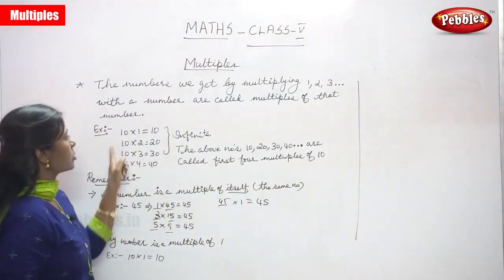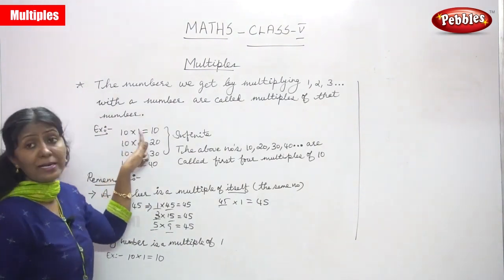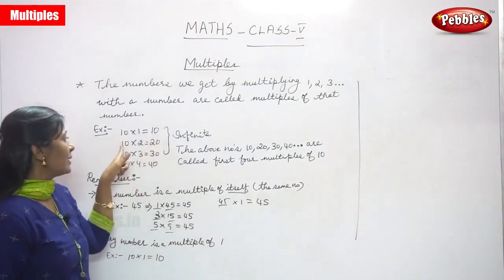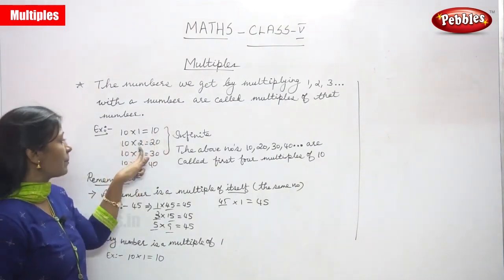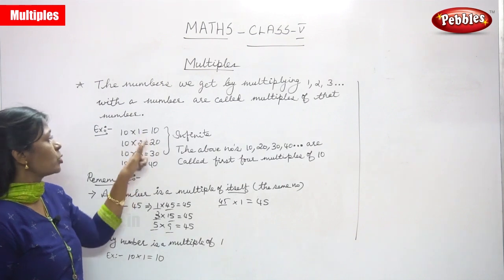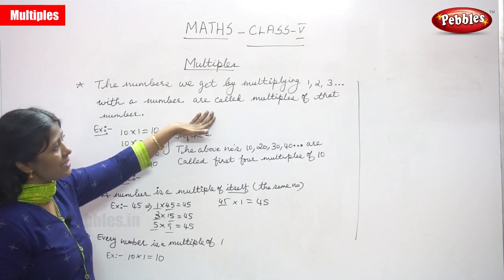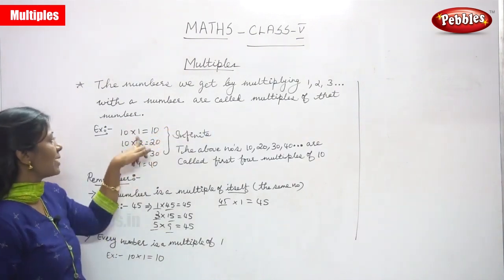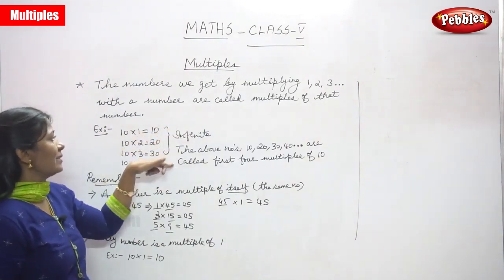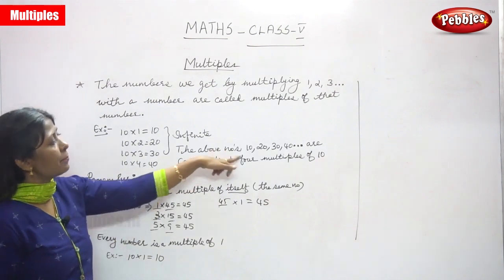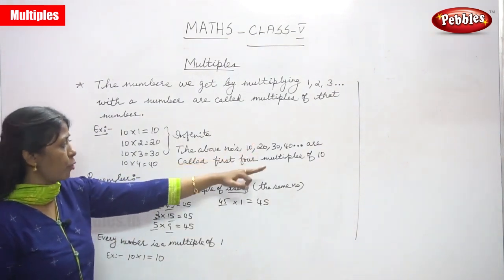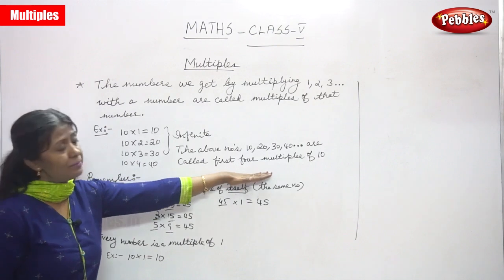This is an example. 10 is a number. When this number is multiplied by 1, you get 10. The same number multiplied by 2 gives you 20. So 10, 20, 30, 40 are the multiples of 10. That is what the statement says. If any number is multiplied by 1, you get the same number. So the above numbers 10, 20, 30 and 40 are called the first 4 multiples of 10.